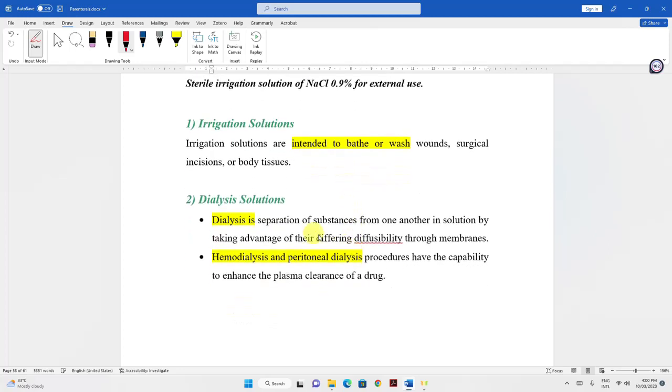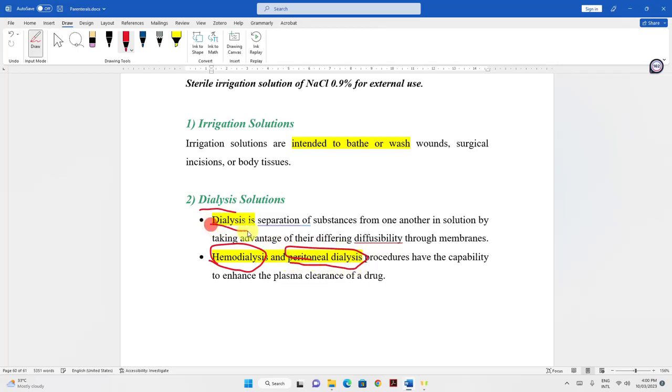But dialysis is different. Dialysis is for cleaning the blood from waste materials. Those who have kidney problems or are not able to clear toxic materials from their blood use dialysis. And we have two types of dialysis: one is hemodialysis and the other one is peritoneal dialysis.